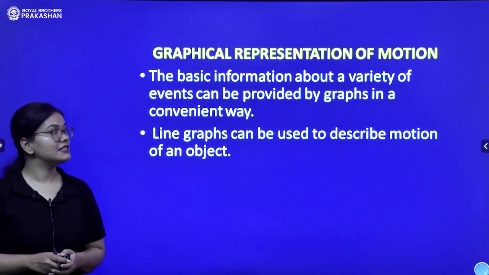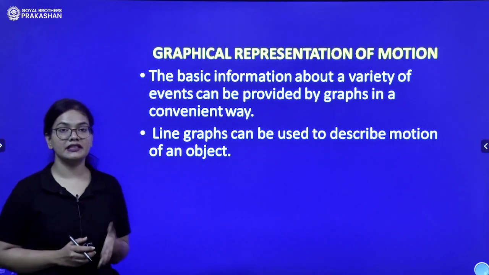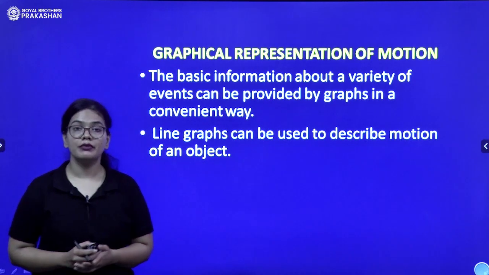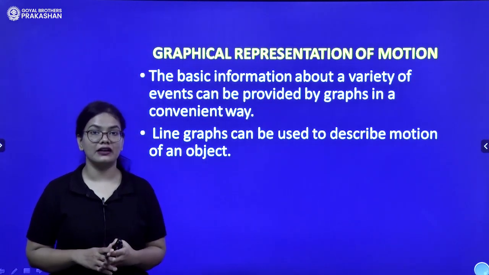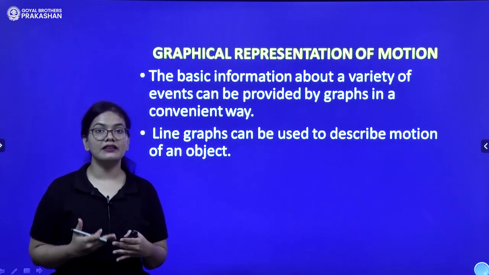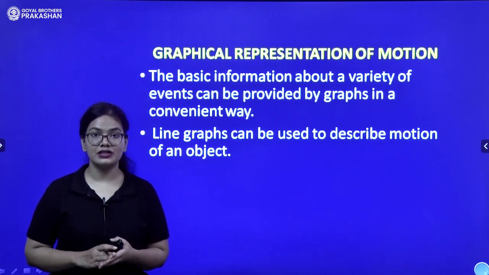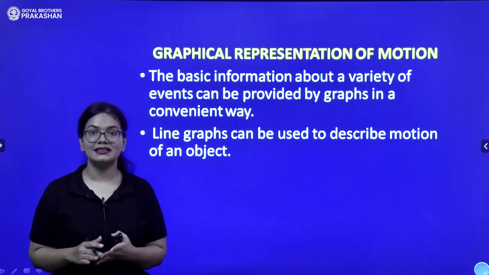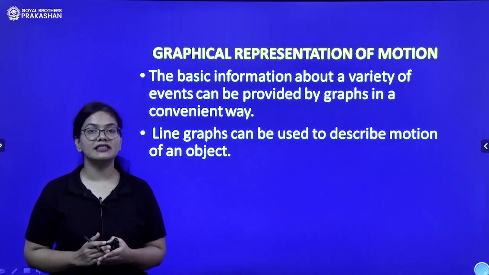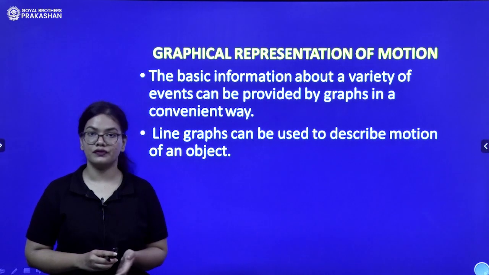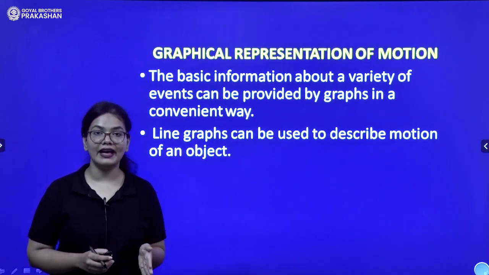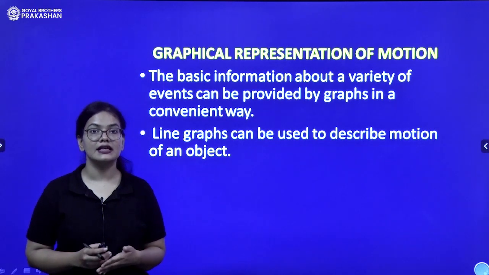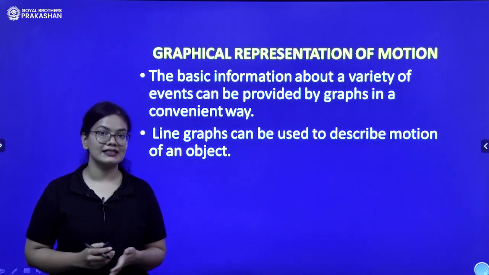Welcome students, let's begin with the topic of graphical representation of motion. Before moving ahead with the topic, you need to understand why we are using a graph. What is a graph? Generally, the graphs that we are going to study have two axes, x-axis and y-axis. We will be representing two physical quantities on each of the axes. Let's say on the x-axis you will represent time, and on the y-axis you can represent distance, displacement, velocity, etc.